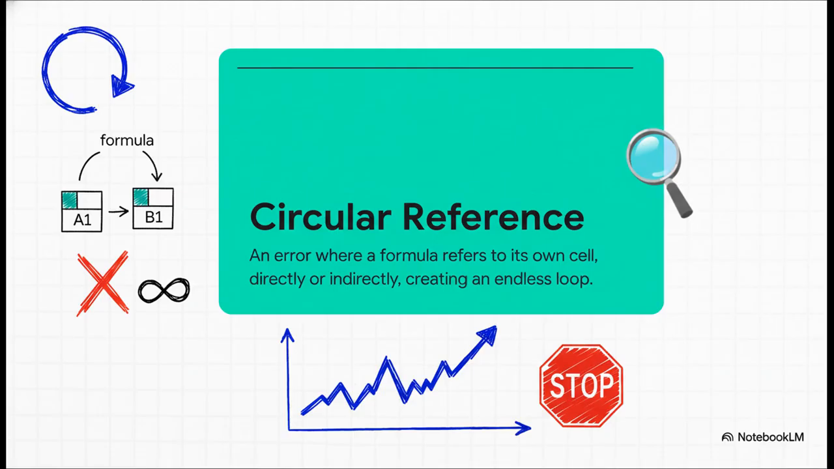Okay, so this is the heart of it. A circular reference happens when a formula, somewhere in its logic, ends up referring back to its own cell. Think about it. If cell A1 needs the value from B1 to do its math, but cell B1 also needs the value from A1, well, where does it end? It doesn't. Excel sees this endless loop coming and, to stop your computer from catching fire, it just throws up its hands and stops everything.